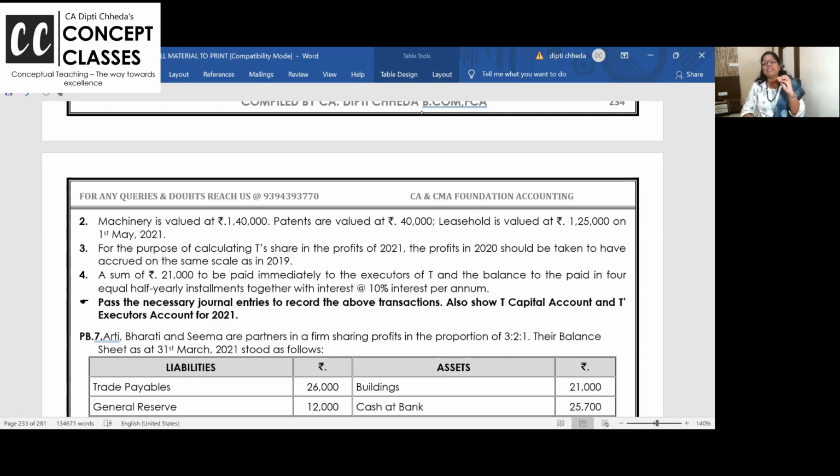Now here you will learn something new, how to prepare executors account. Pass journal entries, also prepare T's capital account and his executors account.